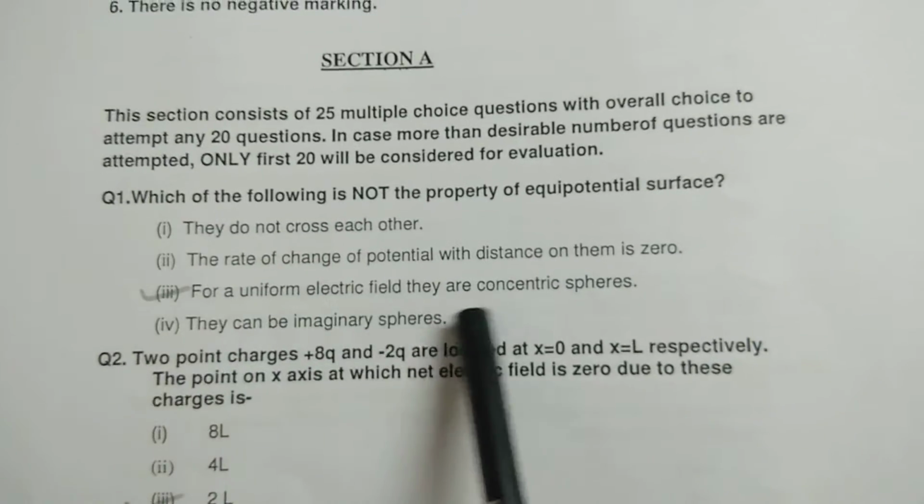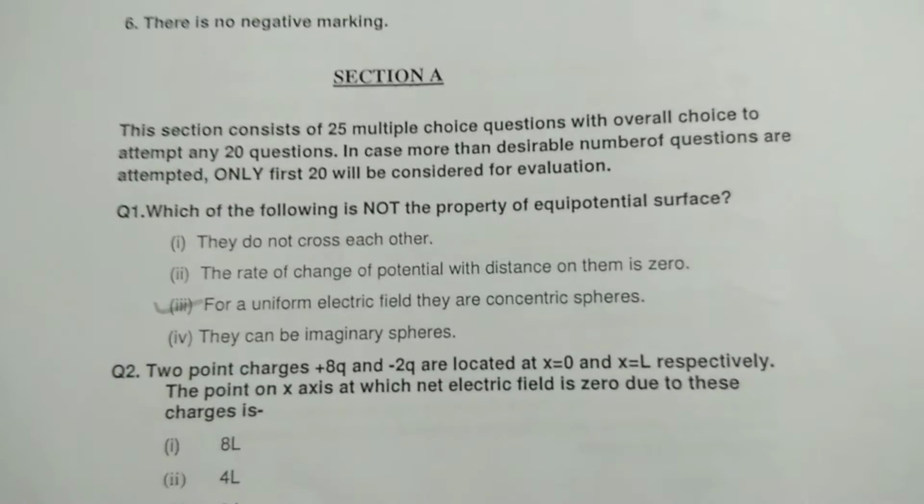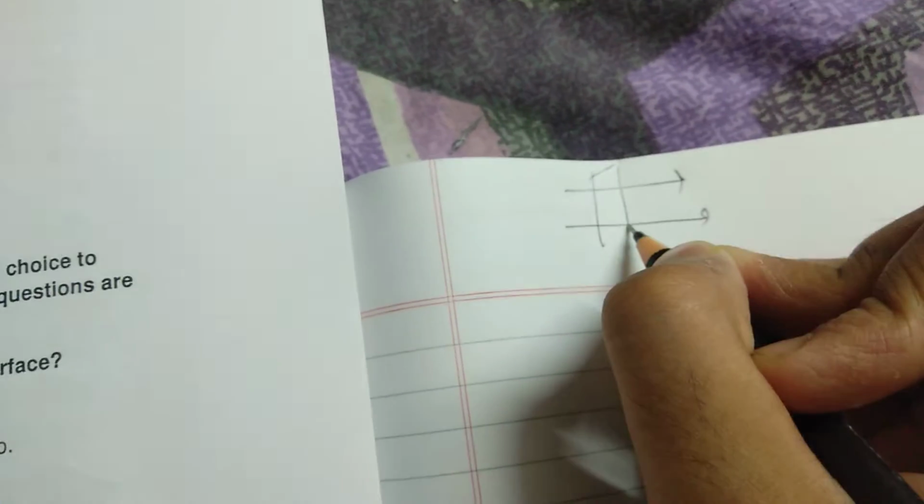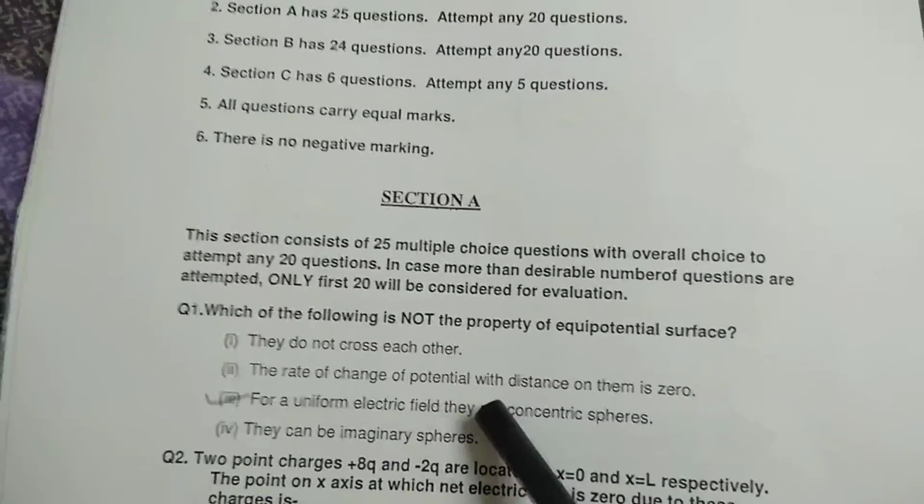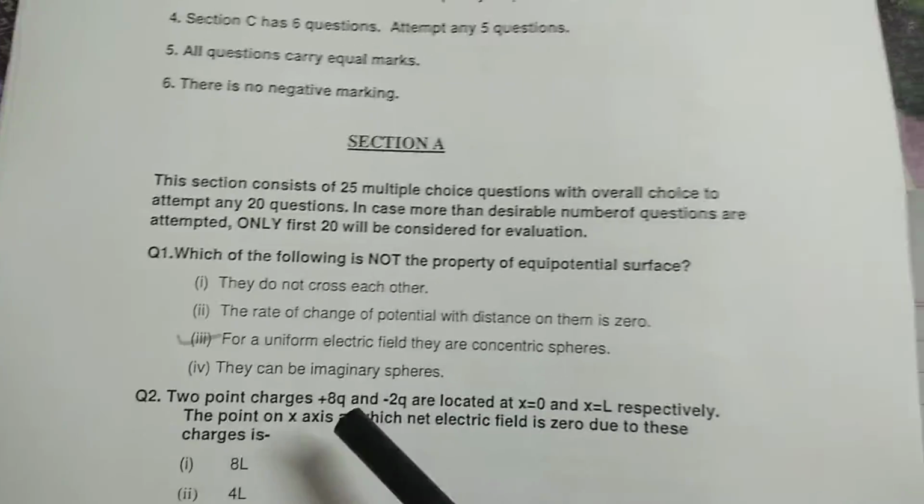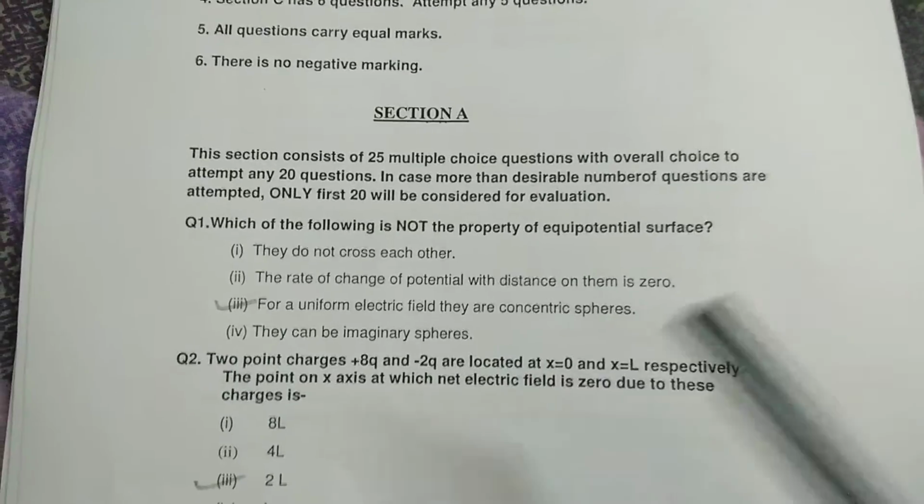For a uniform electric field, are they concentric spheres? No, for a uniform electric field, they are not concentric spheres. Suppose here we have a uniform electric field; the equipotential surface is like this. For a point charge, it is a sphere, but not for a uniform electric field. So this is not a property, and our answer will be option number 3. We don't need to read option number 4 because option number 3 will definitely be your answer.